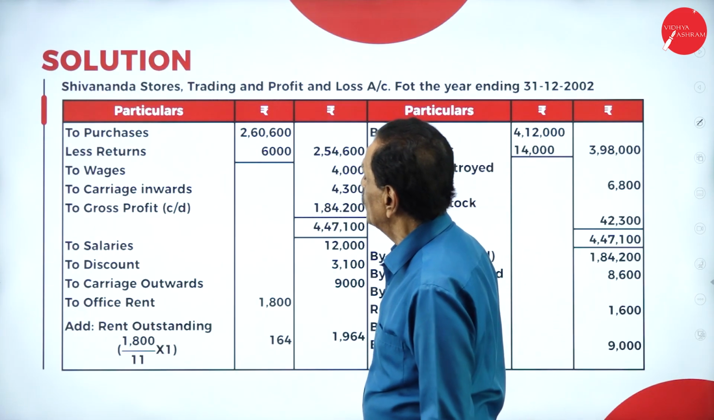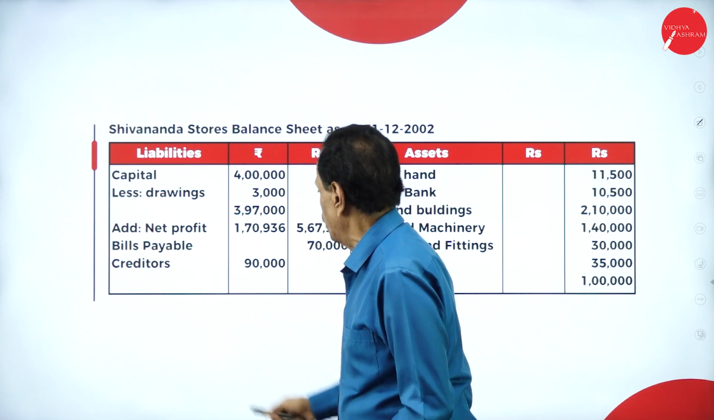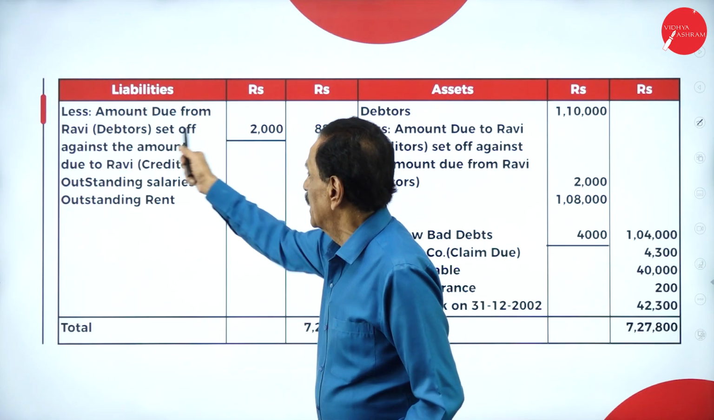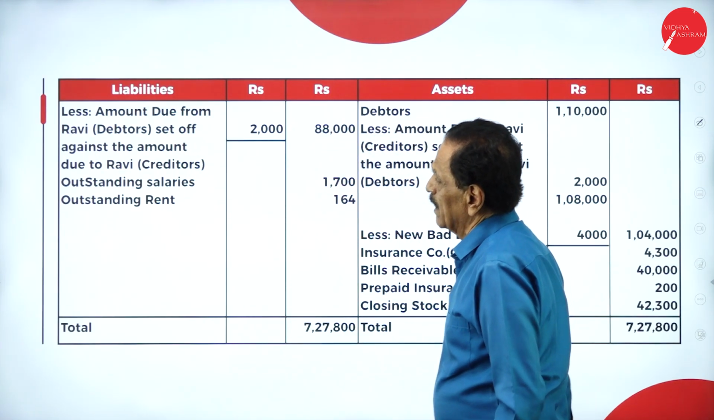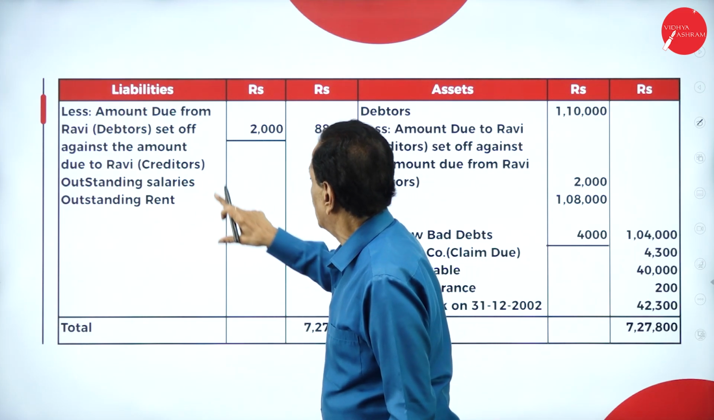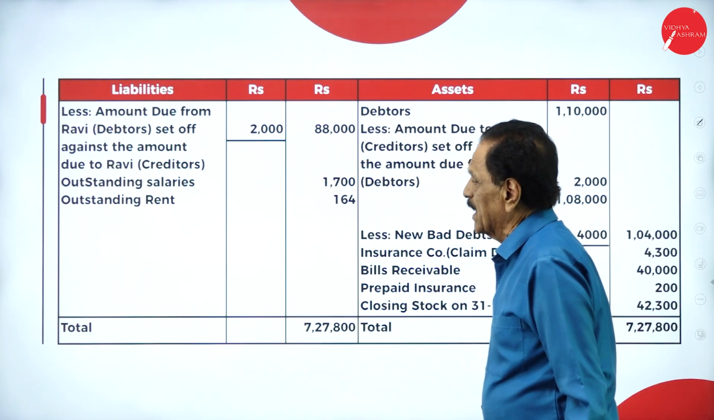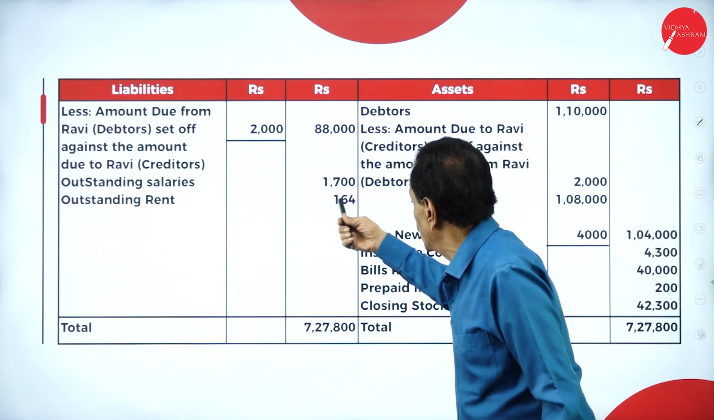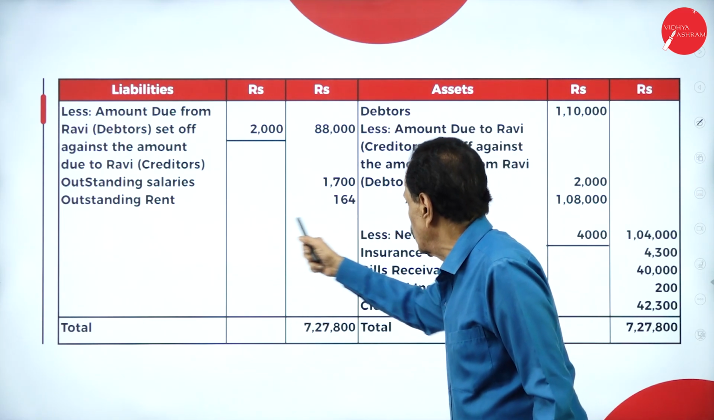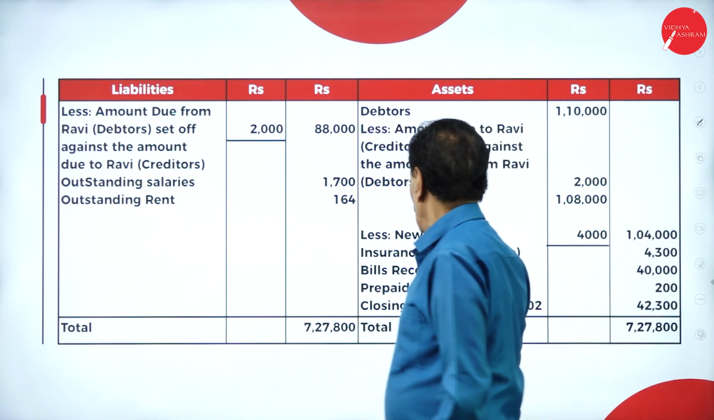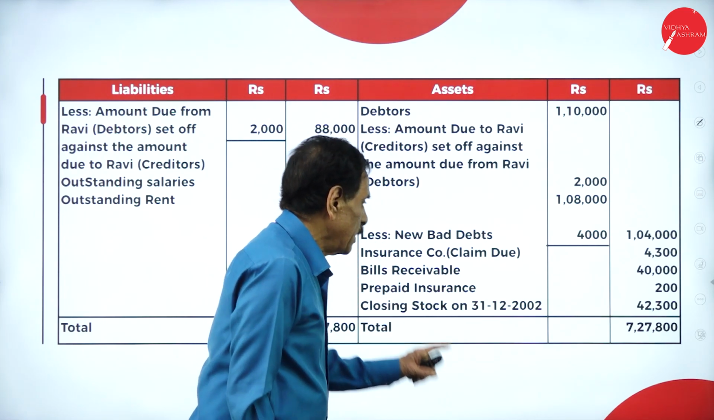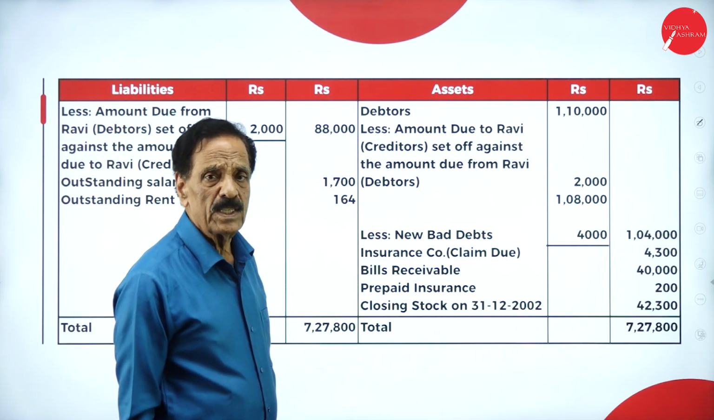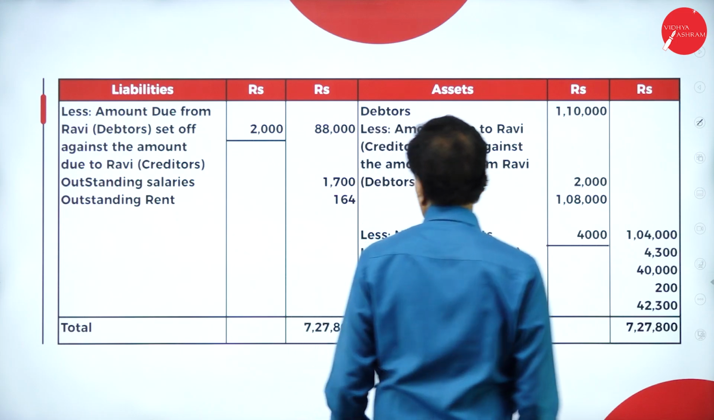This is the adjusted amount. Capital 1 lakh, the net profit. Creditor 90,000. Less amount due from Ravi, debtor, set up against the amount due to Ravi, creditor, 2,000. It becomes 88,000. How much outstanding salary? 1,700. How much outstanding rent? 164. It will tally for 7,27,800. So this I will explain.